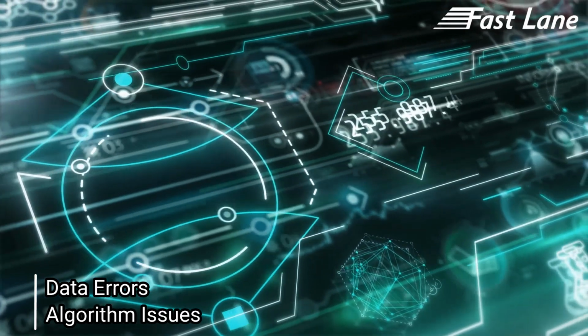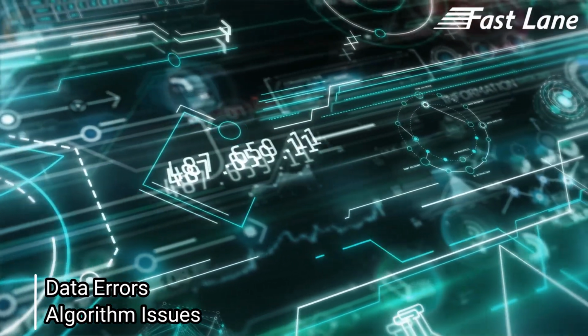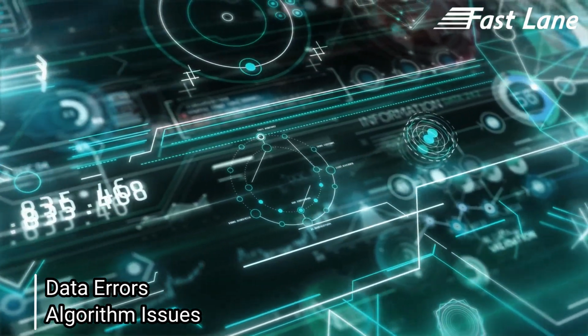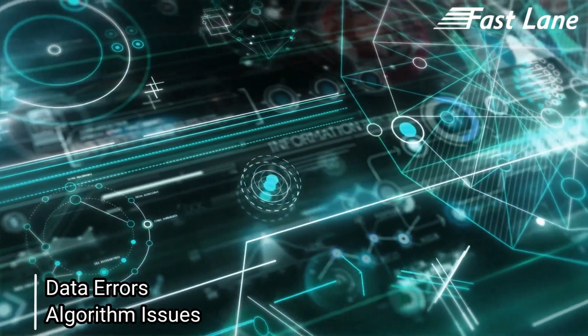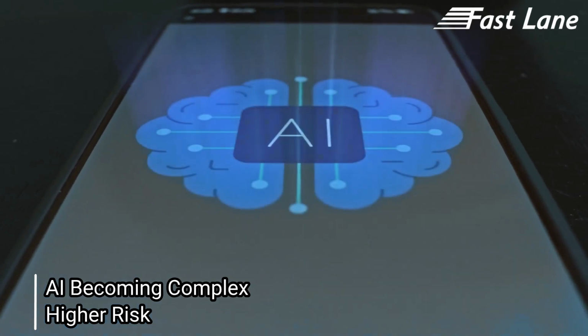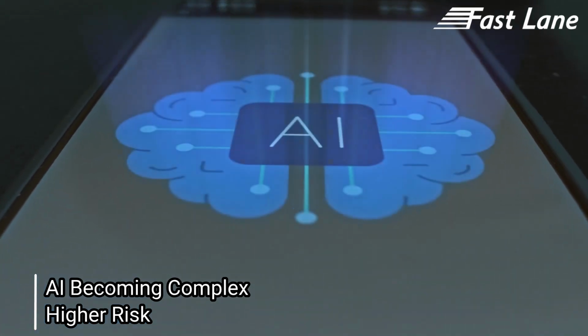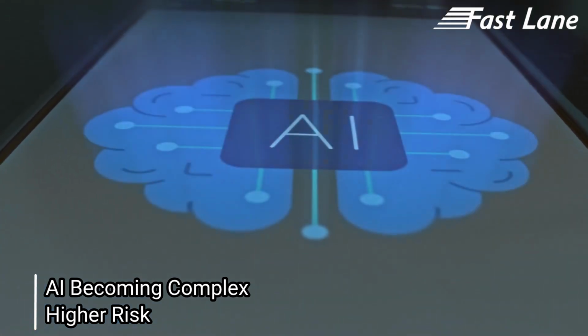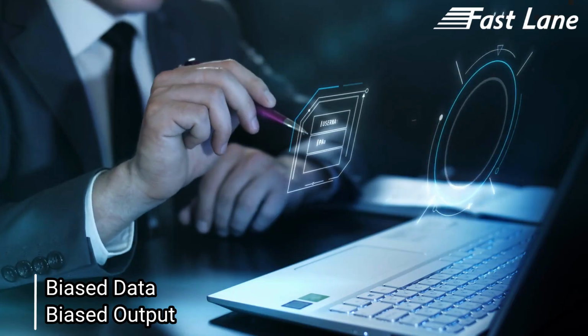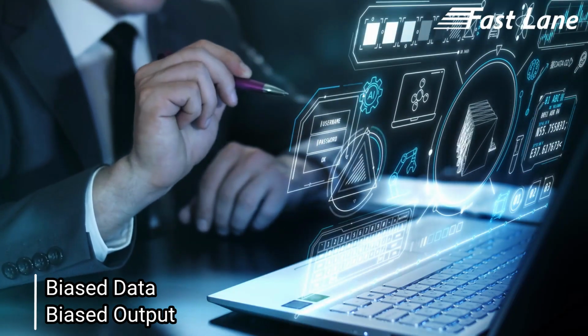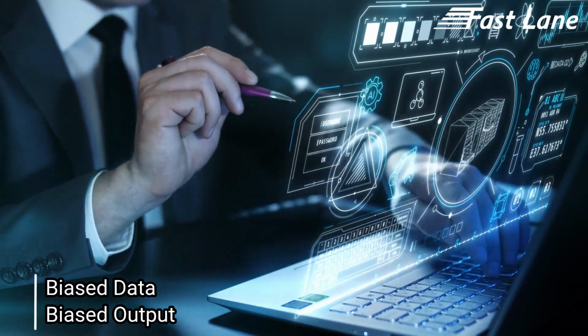This could be due to errors in the training data, biased algorithms, or even external factors such as changes in the environment. As AI continues to evolve and become more complex, the chances of experiencing AI hallucination also increase. So, what are the main causes of AI hallucination? One of the most common causes is biased data.